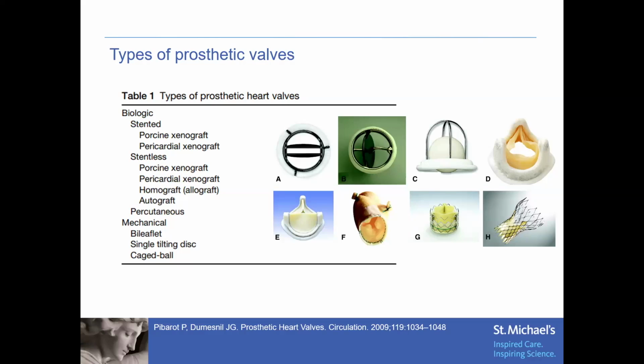Carpentier Magna, for example, is one of those. The F is a stentless porcine valve, like the Medtronic Freestyle. G is the percutaneous bioprosthetic balloon expandable one, where one of the commonly used brands is the Edwards Sapien. And then figure H is showing a self-expandable valve like the CoreValve.